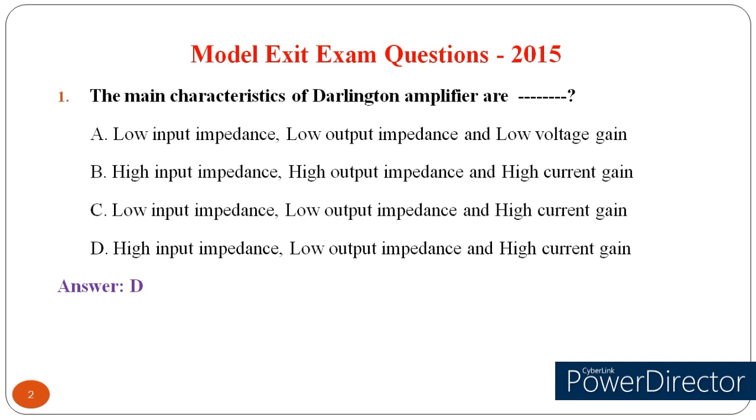Darlington amplifier is a special arrangement of two standard NPN or PNP bipolar junction transistors connected together in order to produce a more sensitive transistor with a much larger current gain. The emitter of one transistor is connected to the base of the other. So the correct answer is D.